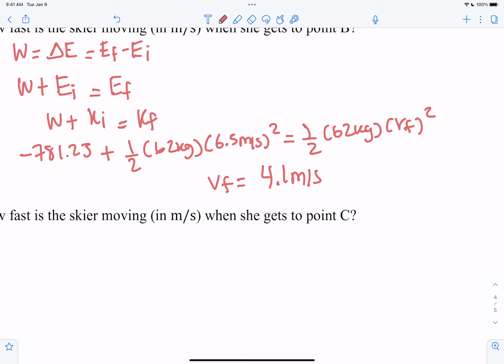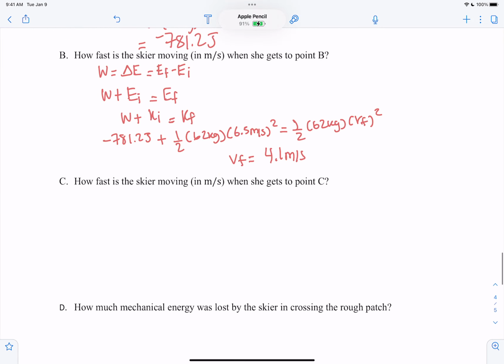Sound good? Or do you guys disagree on that one? I can double check here just to make sure.